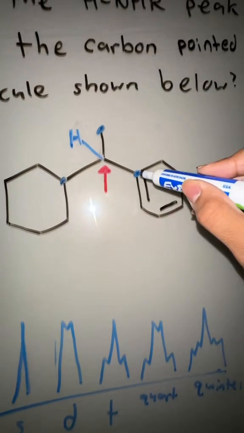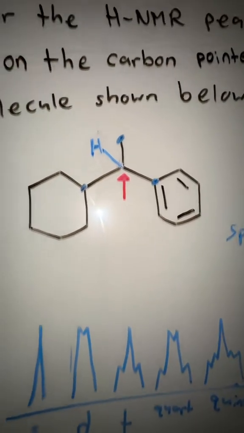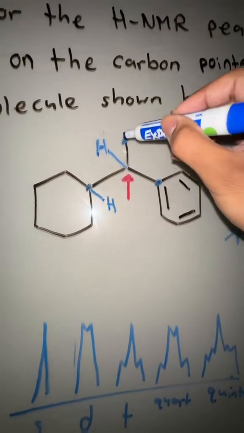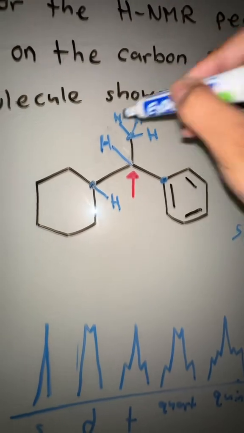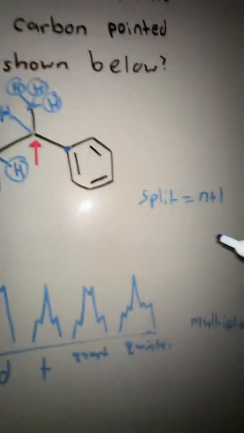Now, looking at this carbon, how many hydrogens does it have? This has no hydrogens because it has all 4 bonds already fulfilled. Now looking at this one, this has 3 bonds fulfilled, so it has 1 H. This one only has 1 bond fulfilled, so it has 3 H's. So how many adjacent carbon hydrogens are there in total? There's 4. So that means we're going to have 4 plus 1, which is 5, which is a quintet, which is answer choice D.